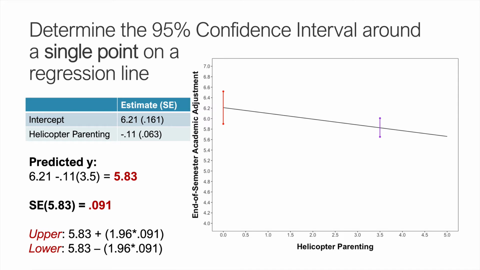So notice here that this confidence interval is much tighter, and that makes sense because there's actually data over here, whereas there was no data over here where the red confidence interval came from.